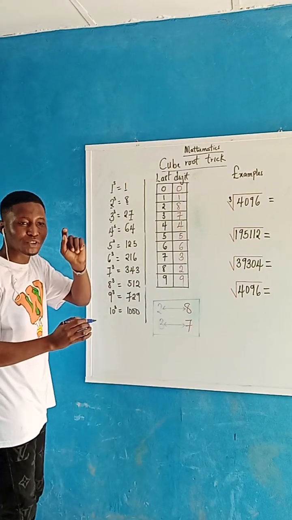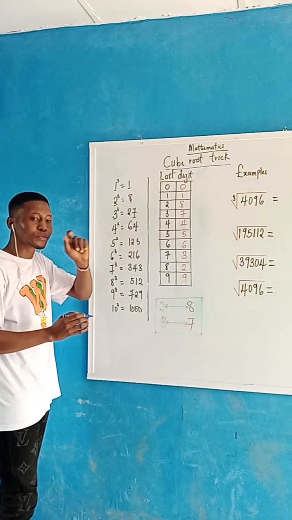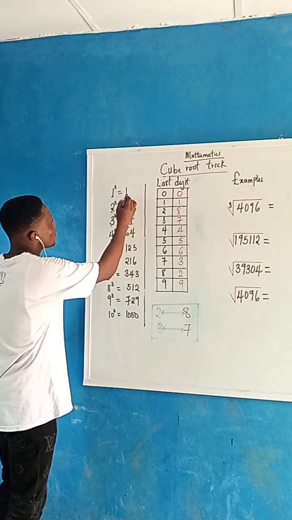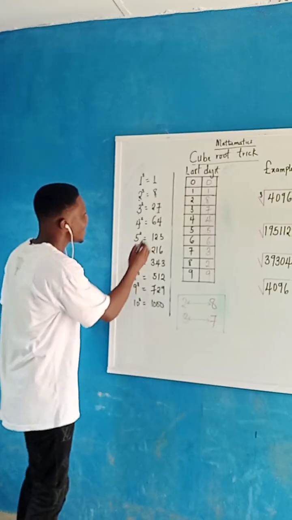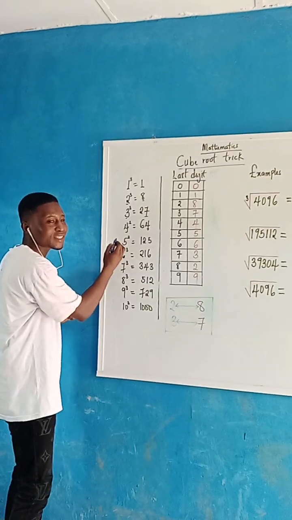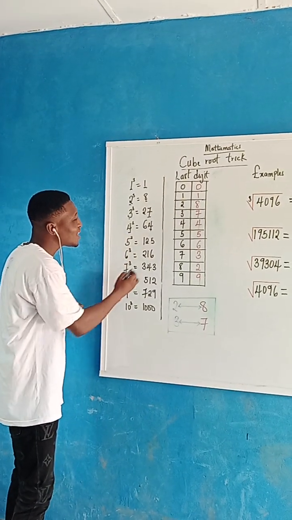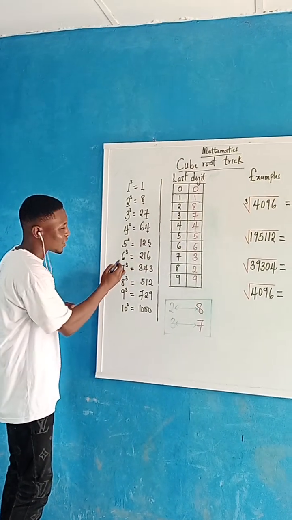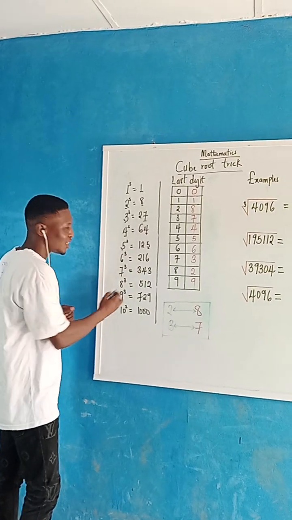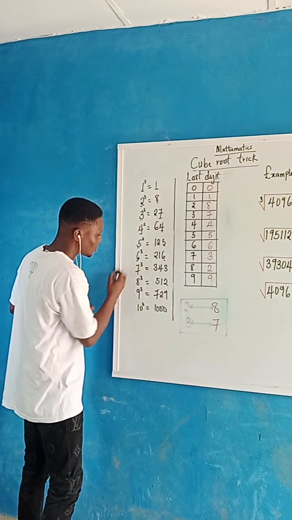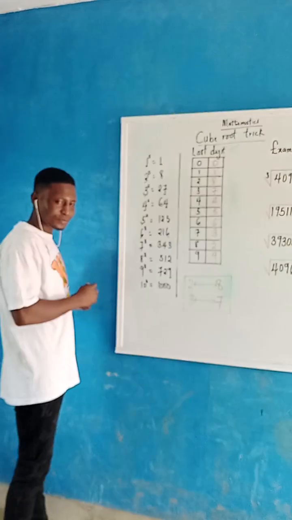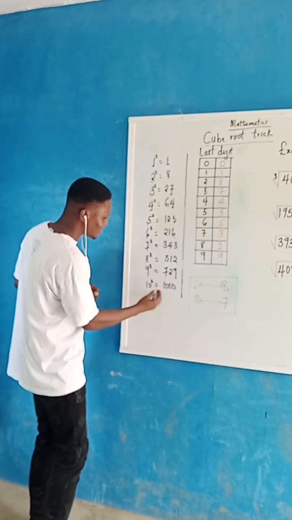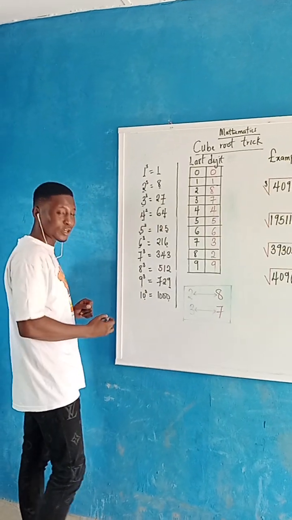Now watch the most beautiful thing of this cube root trick. Now for 1, you can find it at 1. When the last digit is 1, you can find it at 1. When the last digit is 4, you can find it at 4. When the last digit is 5, you can find it at 5. When the last digit is 6, you can find it at 6. When the last digit is 9, you can find it at 9. When the last digit is 0, you can find it at 0 here.